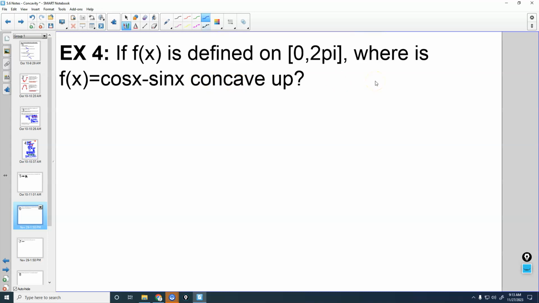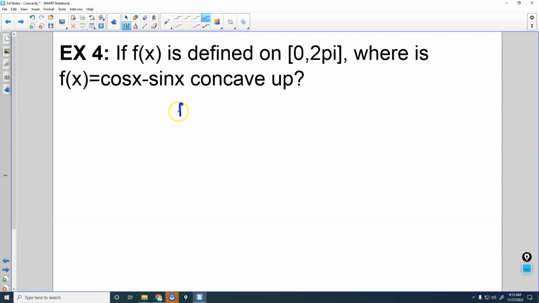So if we're looking at concavity from an equation, what we want to look at is the second derivative. So f prime of x: our derivative of cosine is negative sine x. Our derivative of sine is cosine x. So we will get negative sine x minus cosine x. So pretty simple first derivative. We got to take a second derivative here. Derivative of sine is cosine, so that's going to be negative cosine x. And derivative of cosine is negative sine, so we'll get plus sine x.